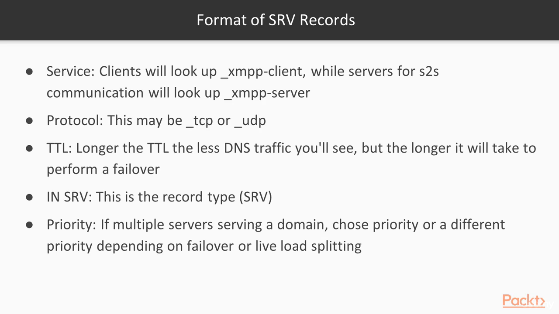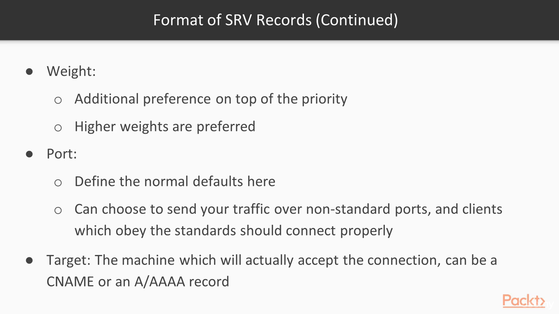The SRV records are in the format of: Service, the predefined service name that someone will look up. Clients will automatically attempt to look up xmpp-client, while servers for S2S communication will look up xmpp-server. Protocol. This may be TCP or UDP. TTL. The TTL for the DNS record. The longer the TTL, the less DNS traffic you will see, but the longer it will take to perform a failover. IN SRV. This is the record type, SRV.